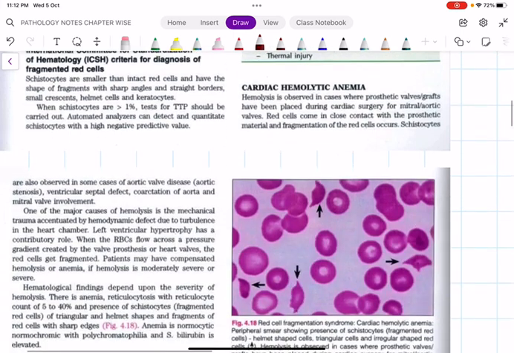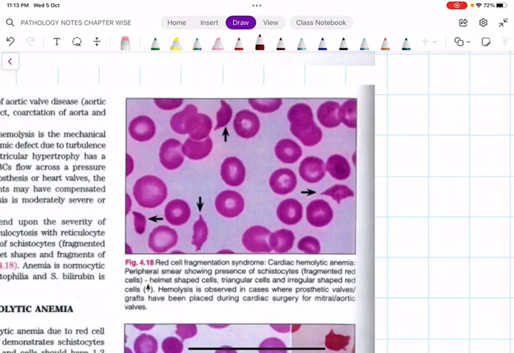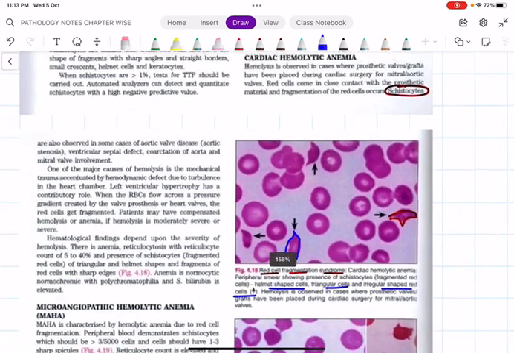So what about cardiac hemolytic anemia? The most important thing to remember here is the peripheral smear finding. You can see schistocytes. Now let us see what a schistocyte is. This is a red cell fragmentation syndrome. In the peripheral smear of cardiac hemolytic anemia, you can see the shape of this cell. I am going to draw it with a violet color. It looks like a helmet cell. Yes, I told you it may take any shape: helmet-shaped cell, triangular cell, irregular shaped RBCs, anything. So that is red cell fragmentation syndrome.